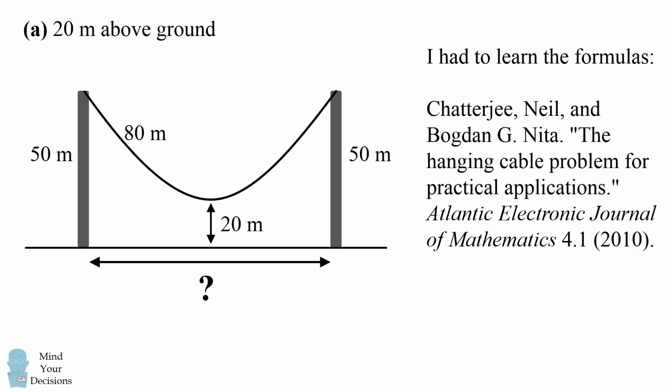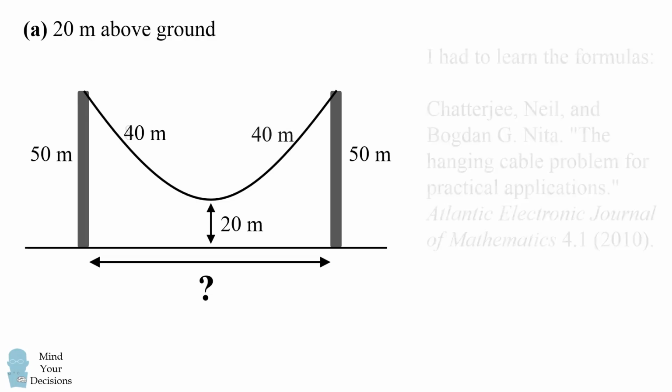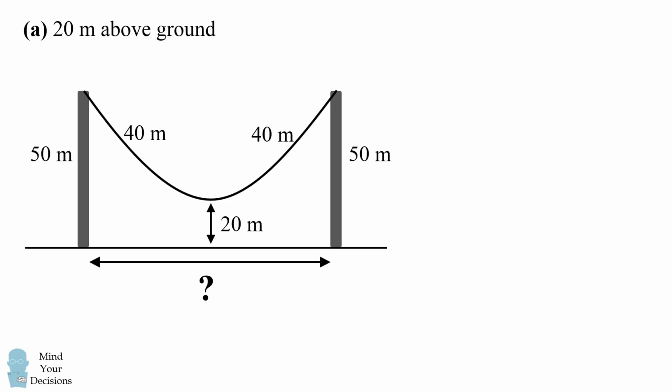So we'll solve this problem using symmetry and a convenient coordinate system. First, we'll split up the cable into two lengths of 40. Next, we'll consider only the distance from the center of the cable to one of the poles. We can then double that distance to get the distance between the two poles.